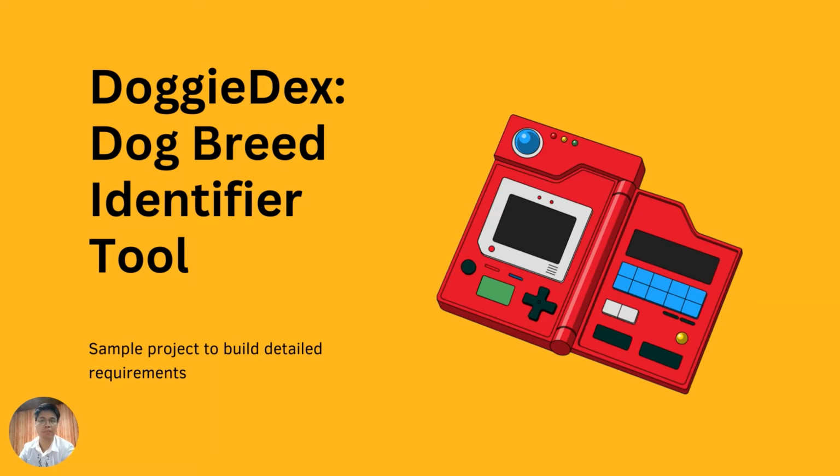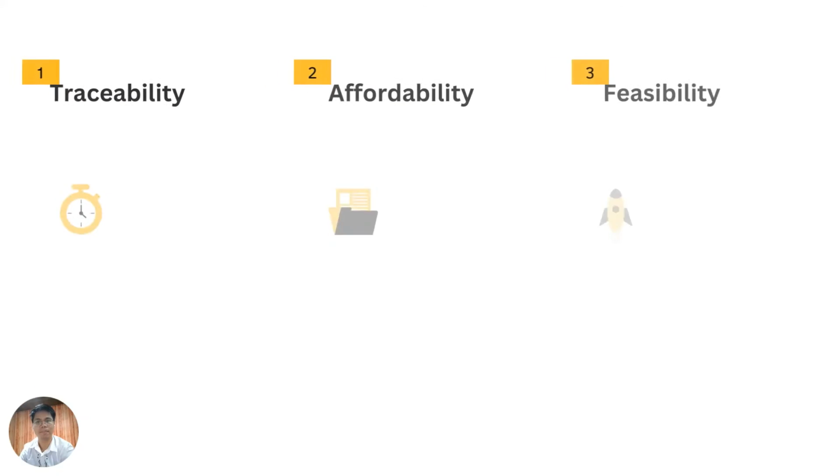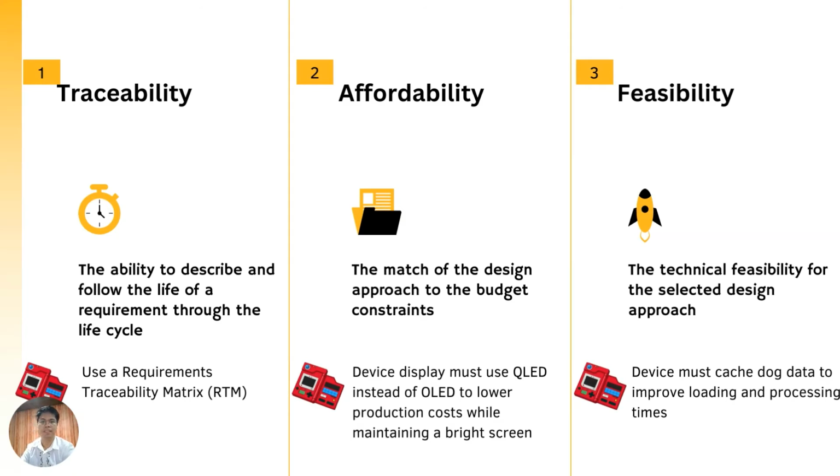We will go through each of these abilities, but we will use a hypothetical project titled DoggyDex, which is a dog breed identifier tool, to pepper our requirement discussion with examples. This serves as a continuation of the previous section on high-level scope and cost. So if you haven't watched that yet, please make sure to do so. The first set is traceability, affordability, and feasibility.